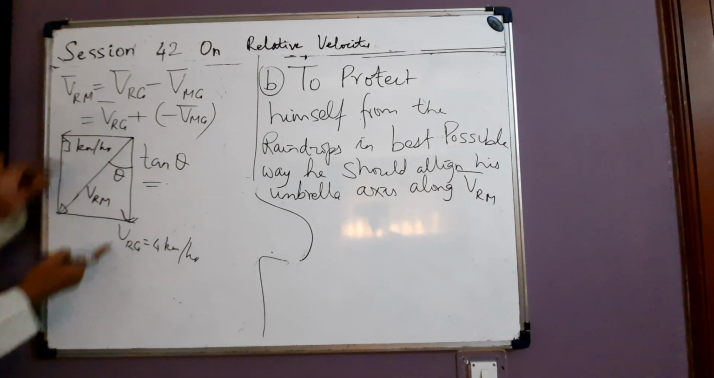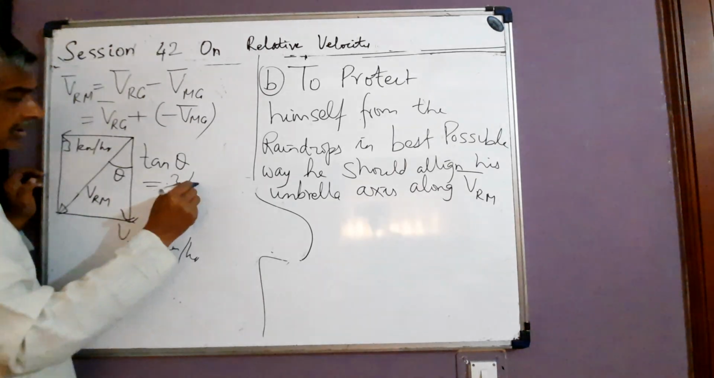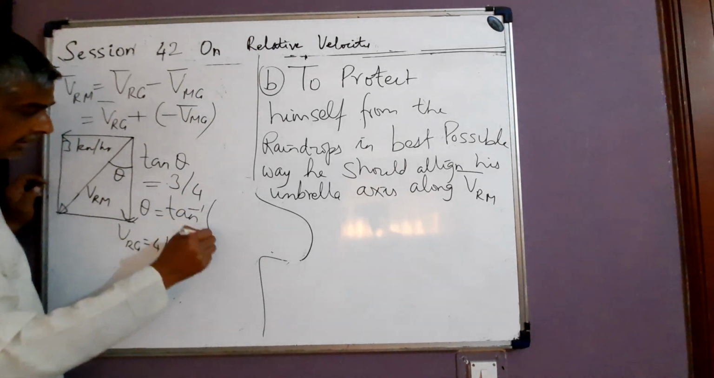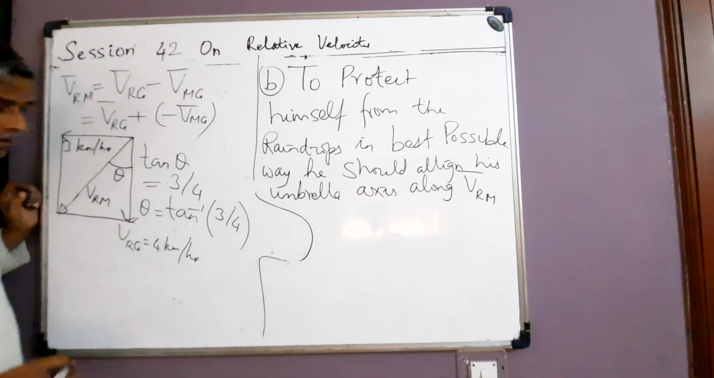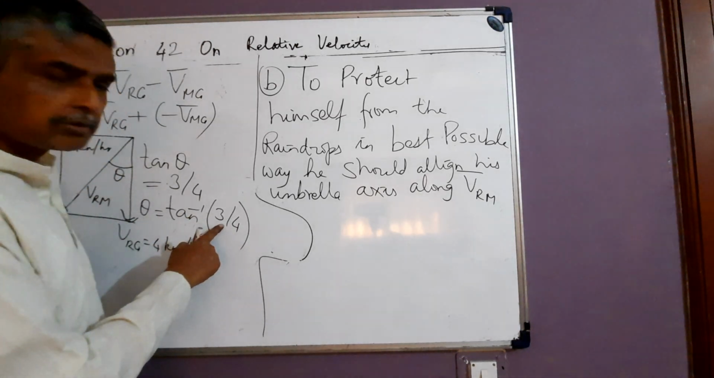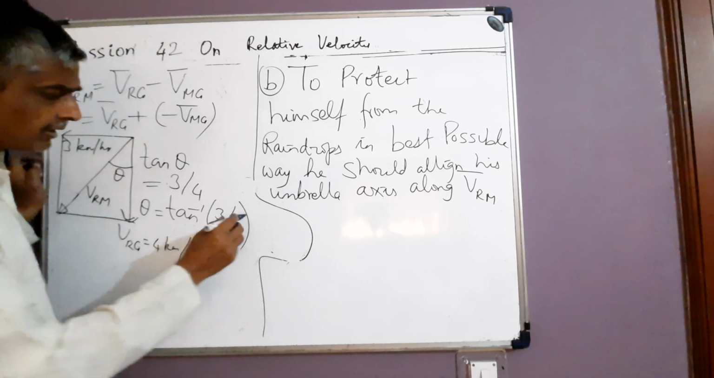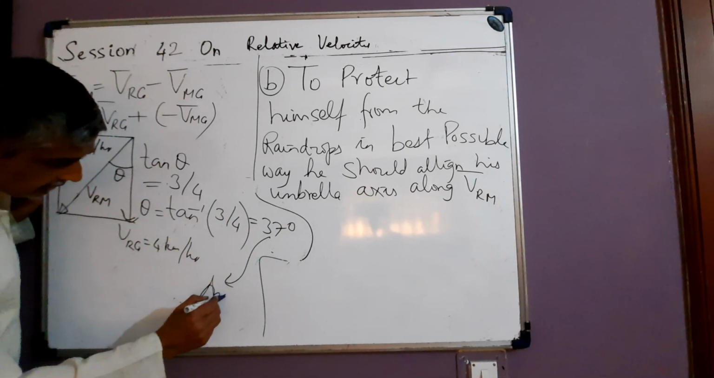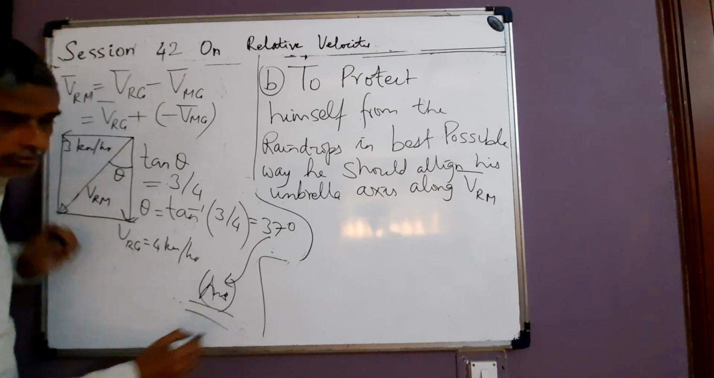This is 3, this is also 3, this is 4. So tan theta is 3 by 4. So it is seen that theta is equal to tan inverse 3 by 4. This is the required answer. Now tan inverse 3 by 4 is a well-known angle in physics. This just comes out to be 37 degree. So this is the required answer to part B of the given question.